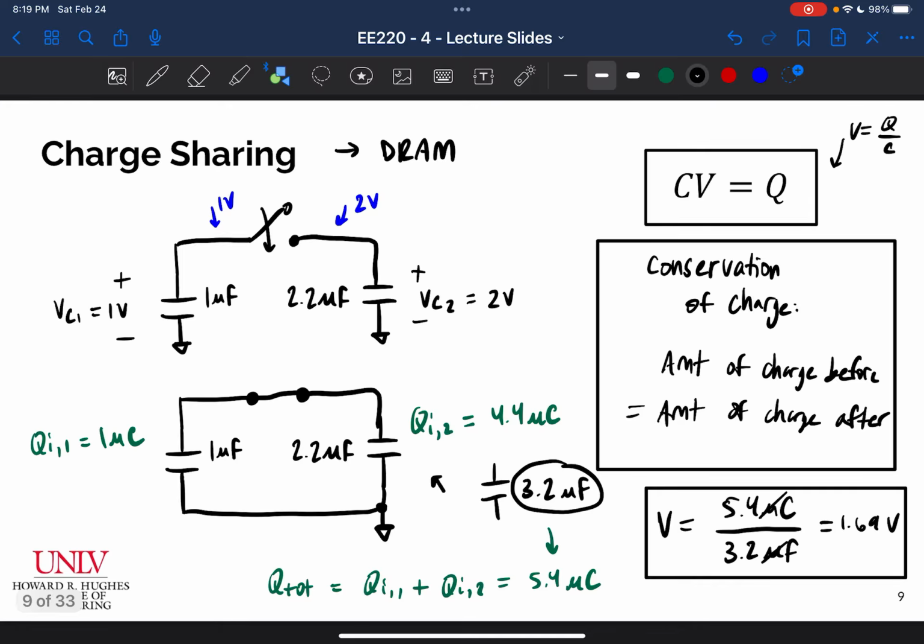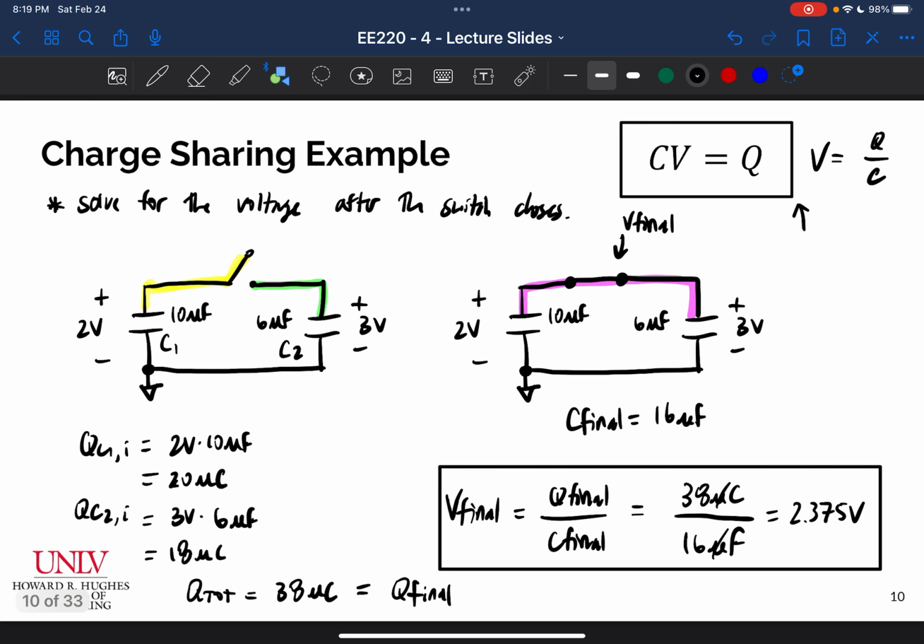What you notice is that the voltage in both of these cases, initially I started with 1 volt and 2 volts in this case, and I ended with a voltage of 1.69, which is between those two values, 1 and 2. And here I started with voltages of 2 volts and 3 volts, and my final value was 2.375. So you'll notice that the voltage should always be between the two starting values. If you ever get a voltage for your final answer that is outside of the initial voltages, you probably did something wrong, okay?